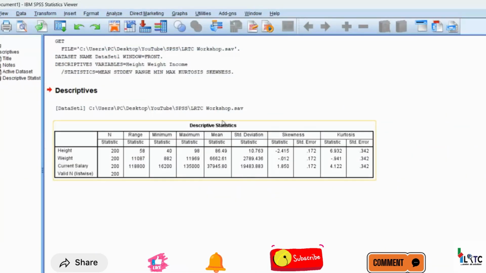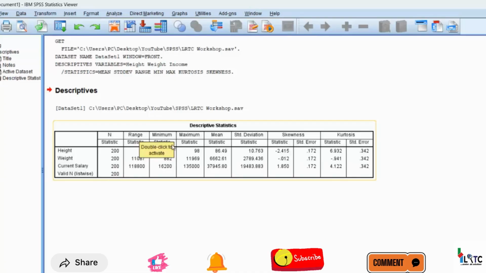Now we have our descriptive statistics. How many variables do we have here? We have three variables. The first one is height, the second one is weight, the third is current salary. Then we have several statistics. The first one is N, which is observations, the one I did not include in the PowerPoint presentation. N is the observation, and you can see here we have 20 observations.